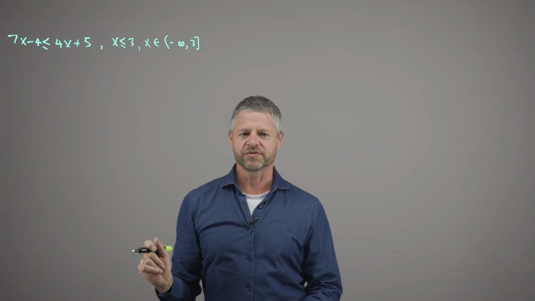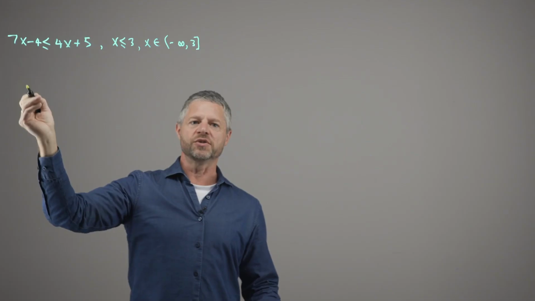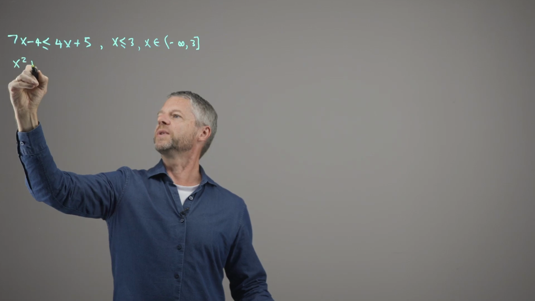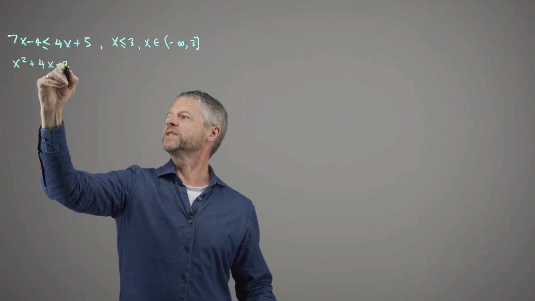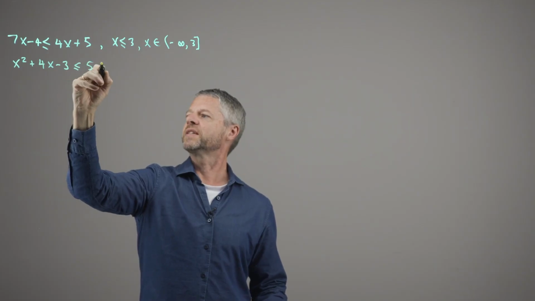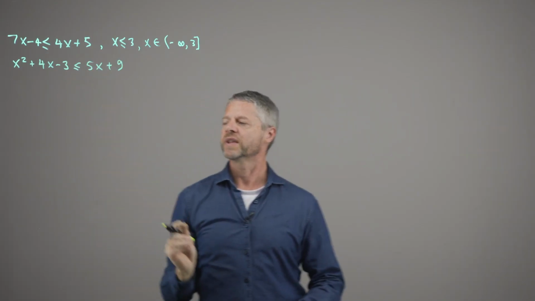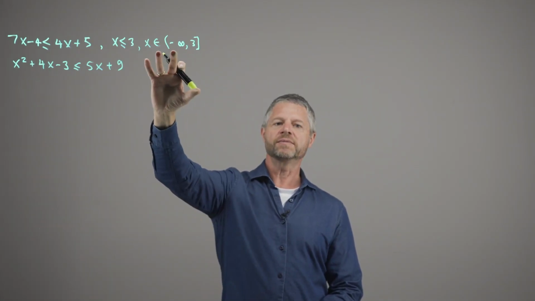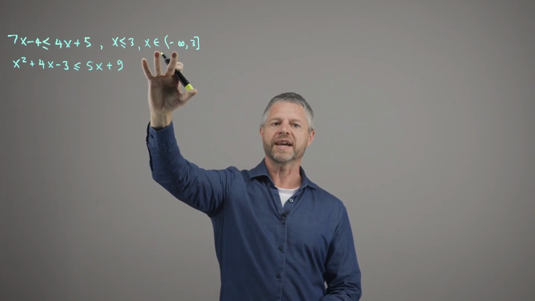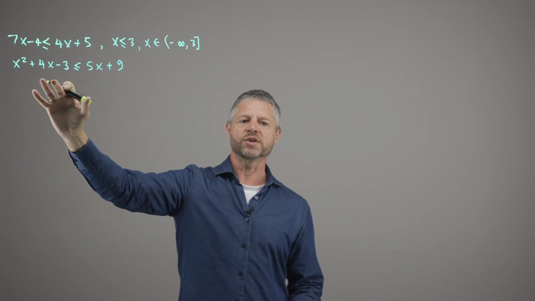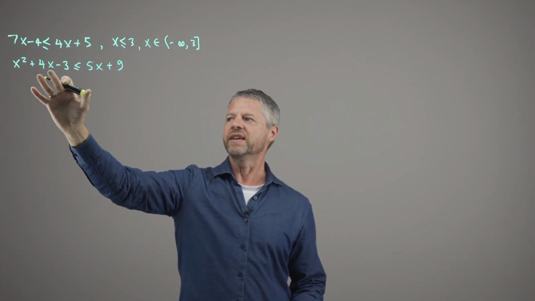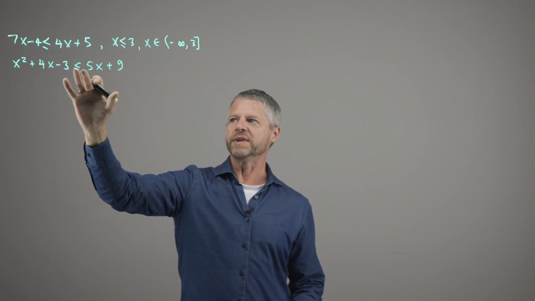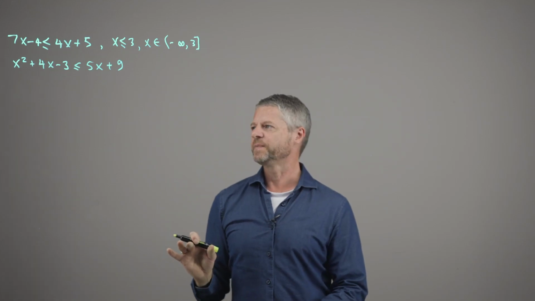But what if we have an inequality that involves, say, some squared terms? So for example, x squared plus 4x minus 3 less than or equal to 5x plus 9. So we want to solve this inequality, which means finding an interval or multiple intervals for x that satisfy this inequality, such that if we plug in any value of x in those intervals, the left-hand side would be less than or equal to the right-hand side.